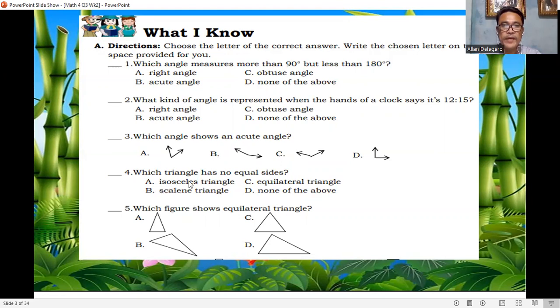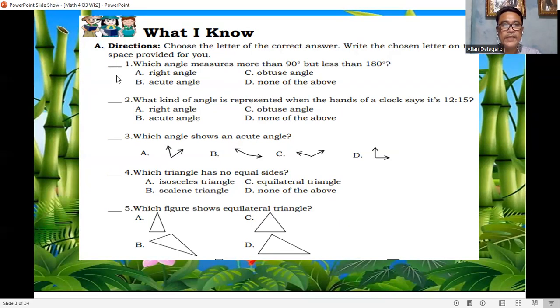4. Which triangle has no equal sides? A. Isosceles triangle. B. Scalene triangle. C. Equilateral triangle. D. None of the above. 5. Which figure shows an equilateral triangle? A, B, C, or D? And now let's check your answers.